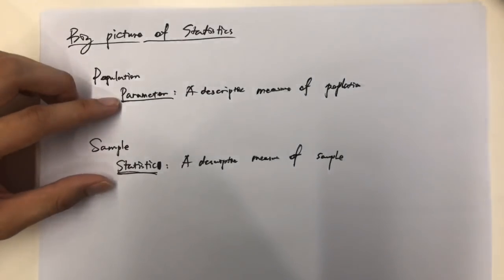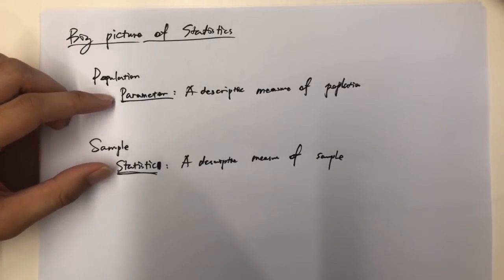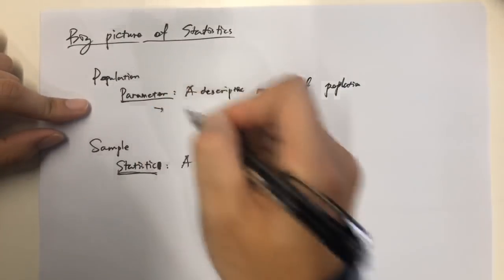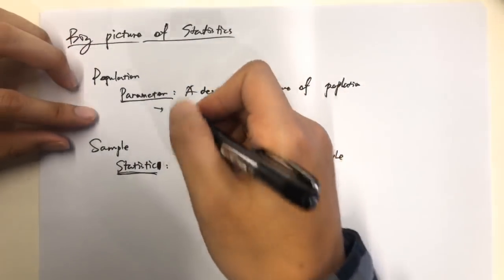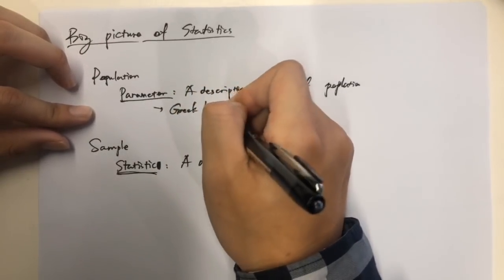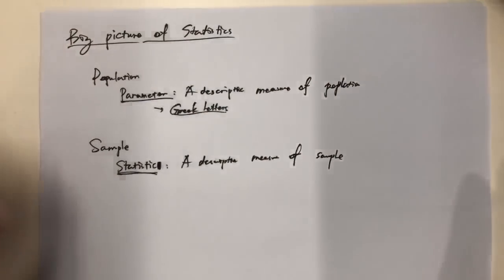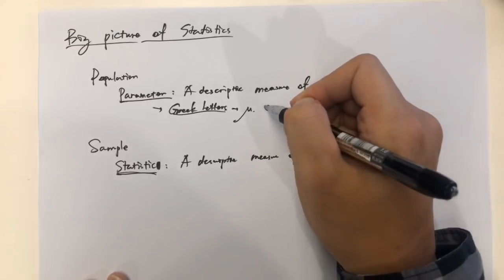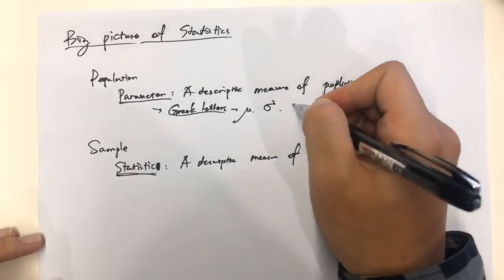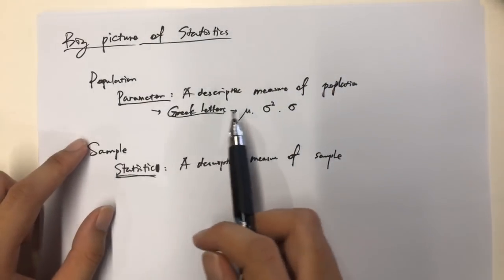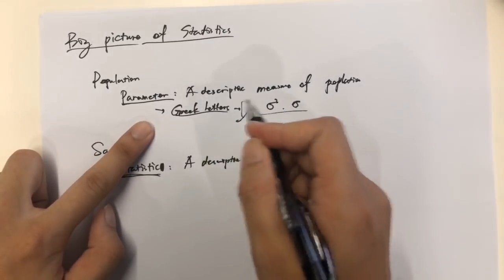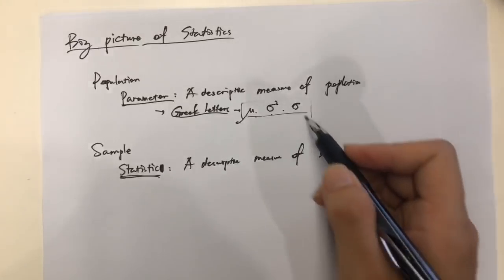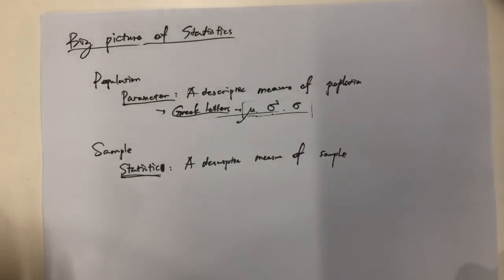Now, one more thing you have to notice is the difference in the notations between parameters and statistics. Parameters are mainly noted using Greek letters. For example, what is the population mean? It's mu, right? Population variance is sigma square, and population standard deviation is sigma. So all those descriptive measures for populations are denoted in Greek letters. When you are calculating a sample mean, never write mu or sigma square or sigma.